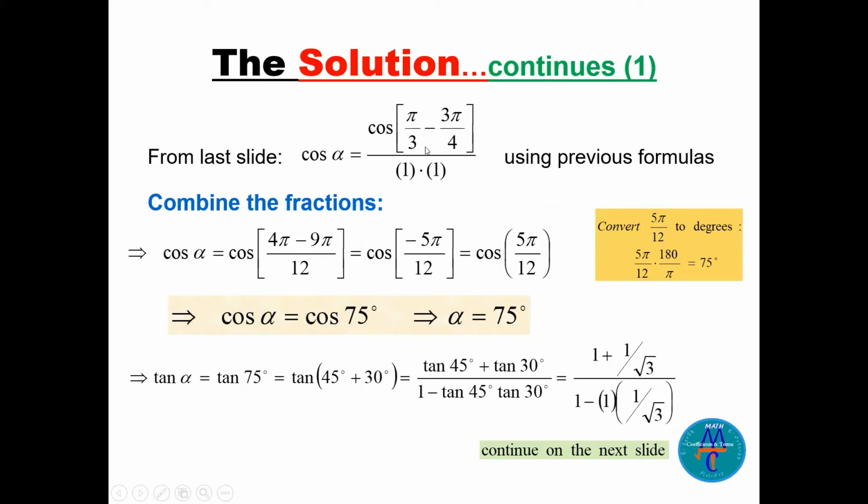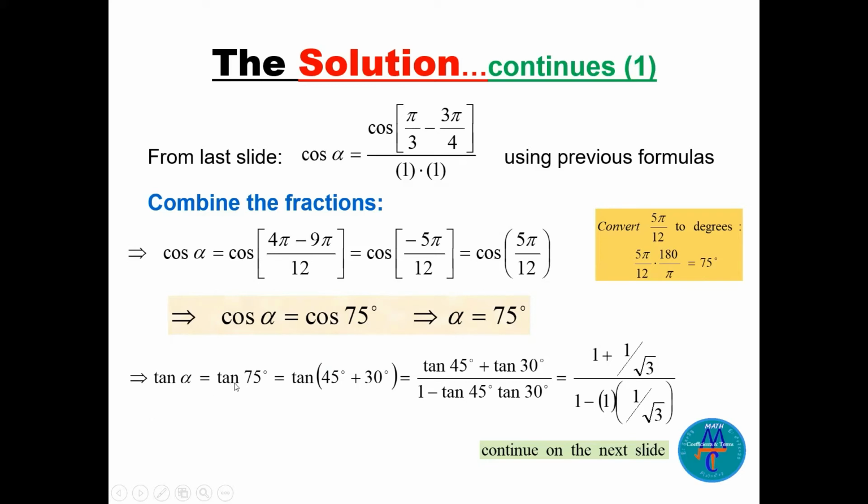So this one we can find here, the LCD is 12, and then simplify. It will be 4 pi minus 9 pi over 12, so cosine of minus 5 pi over 12. We know that the cosine function is an even function, so cosine of minus theta will be cosine of theta. This is cosine of 5 pi over 12. So cosine alpha is equal to cosine 5 pi over 12, so alpha will be 5 pi over 12. When you convert these radians to degrees, you get 75 degrees. So now we know alpha is 75 degrees.